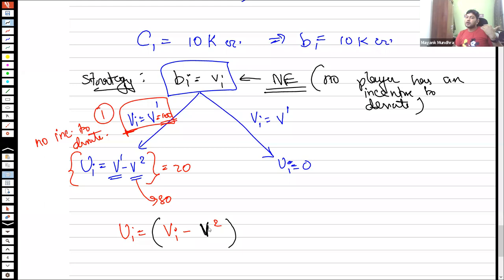Anyway, what I'm saying is the other guy's bid or his valuation is out of your control. You can't control it. So when you change your bid, if you are winning, you will still win. But the problem with increasing the bid can happen here. Suppose your valuation is 100. You actually bid an amount 110.